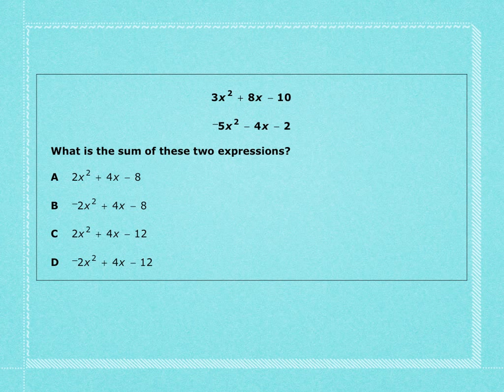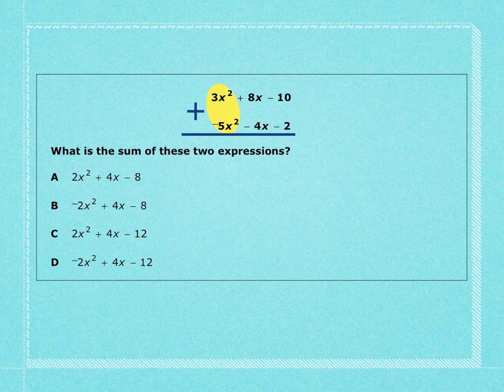This next example says, what is the sum of these two expressions? Sum means we need to add these together. Just like before when we were combining like terms, that's what we're going to do to add two trinomials. Remember, like terms mean you have the same variables to the same degree. So x squareds can be combined with x squareds, x's can be combined with x's, and so on. If you look at these two trinomials, I can combine my 3x squared plus a negative 5x squared.